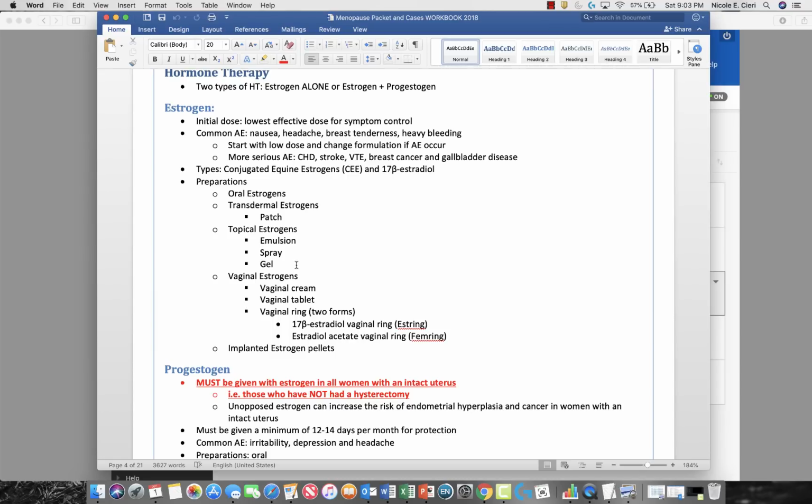The reason for this is that unopposed estrogen without the progestin will lead to endometrial hyperplasia and increase the risk of endometrial cancer. So the progestin is given to prevent endometrial cancer. The only time you would not need the progestin is if the woman no longer had an endometrium, so she no longer has a uterus. If she no longer has a uterus, you don't need the progestin. So you can remember this. If it's not there, we don't care about adding a progestin.